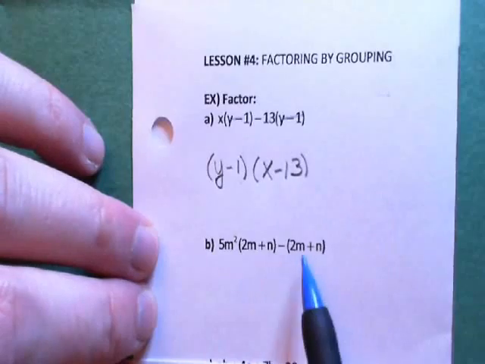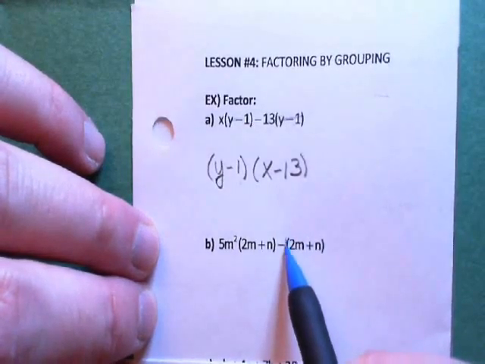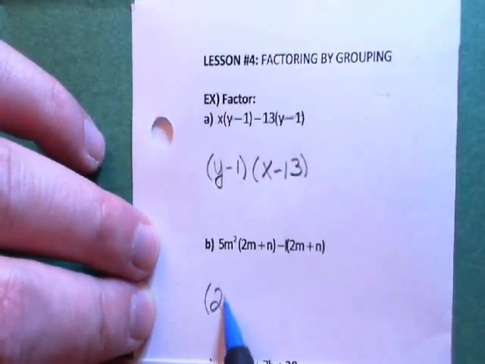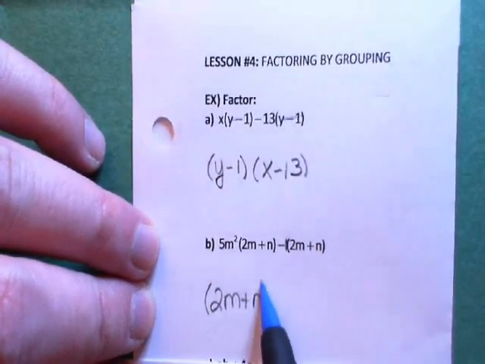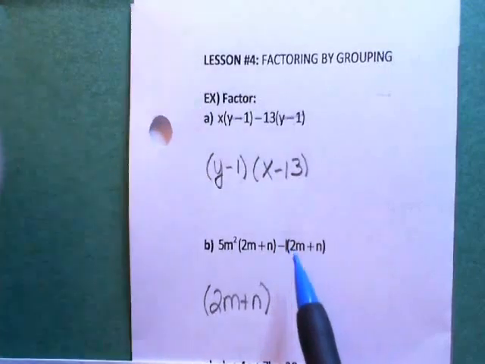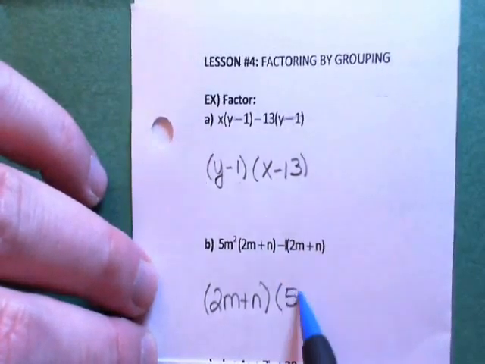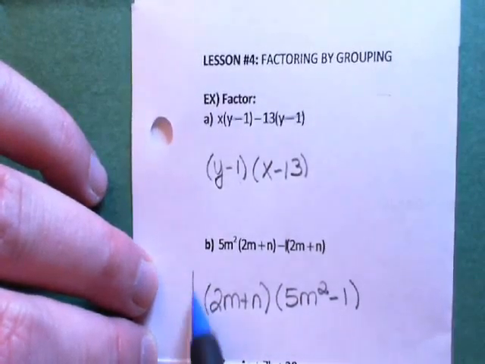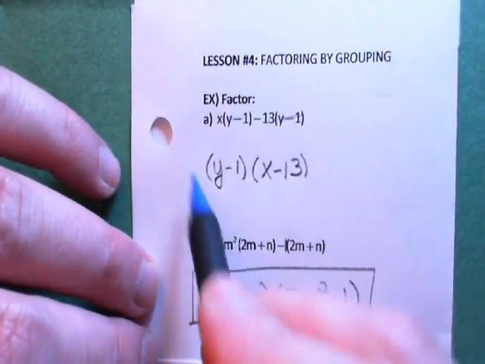Okay, let's look over here. Remember there's an invisible 1 right here. So what do they have in common? They have in common 2m plus n. And if I factor out these two terms, I'm left with 5m squared minus 1. And that's my answer.